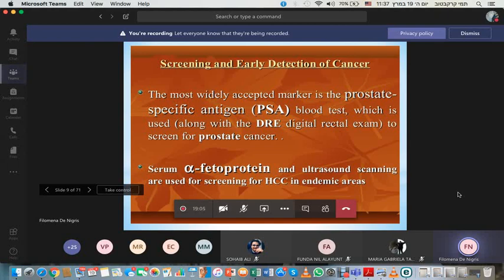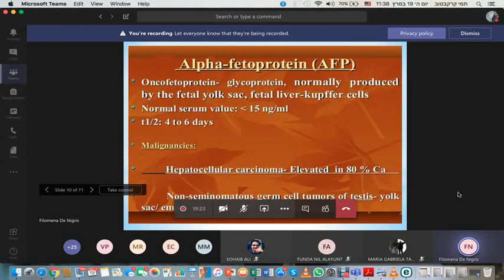Another marker very useful and very sensitive is alpha-fetoprotein, and it is very important to screen hepatic carcinoma. Okay. Now we talk about the main characteristics of each individual marker, how we can monitor and how we can use them.